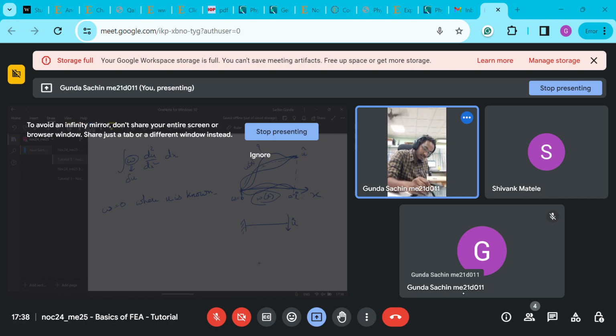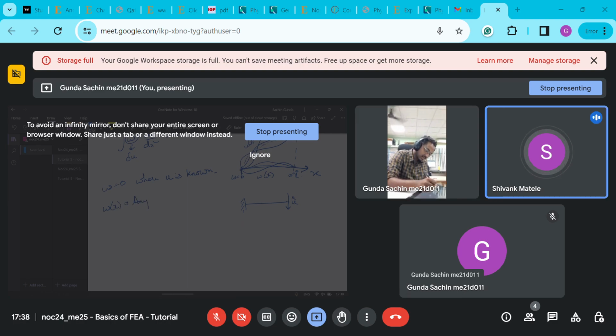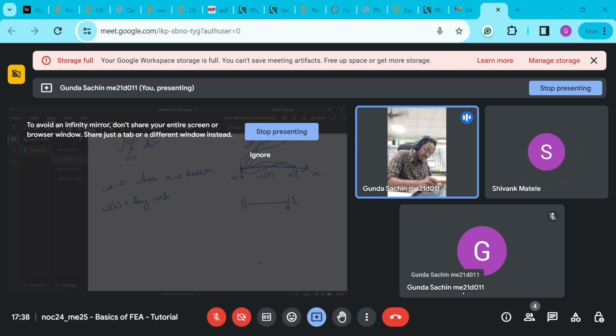But we can take this variation as anything; in some different methods, we take different variations. W of x can be anything arbitrary, any function. It just needs to satisfy this condition: a function that equals 0 where x is known. That's it.